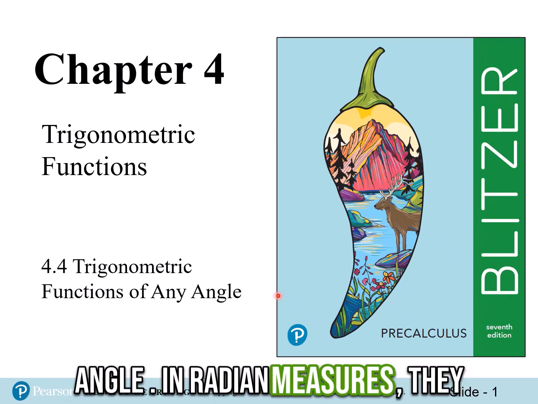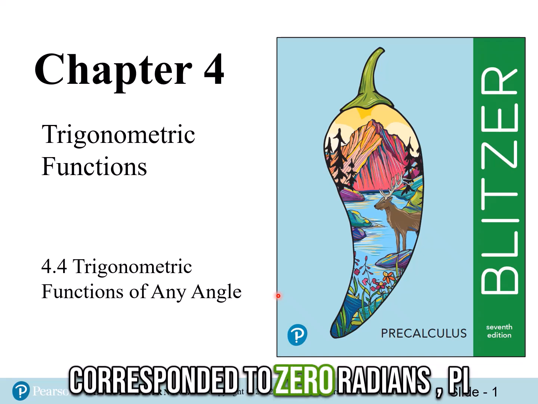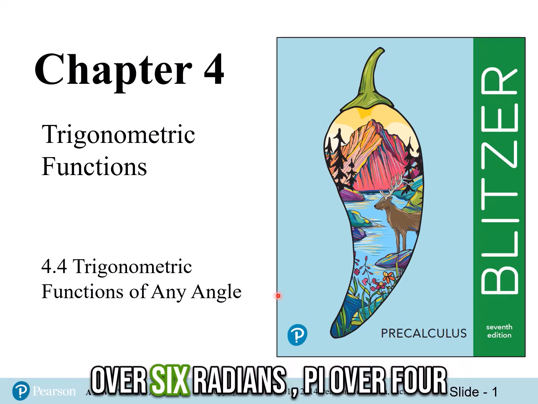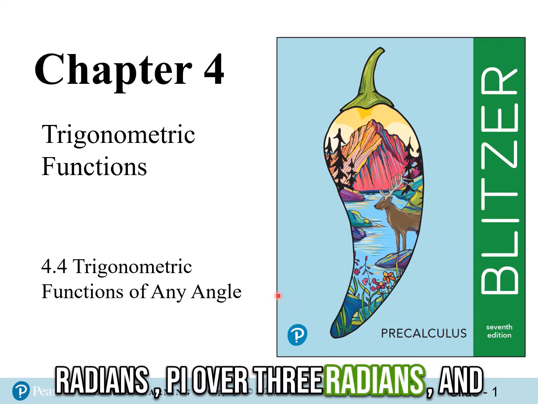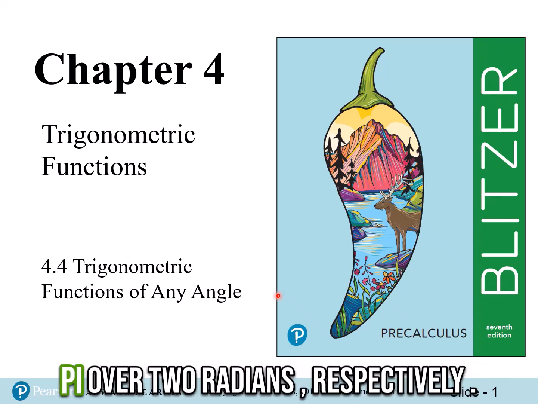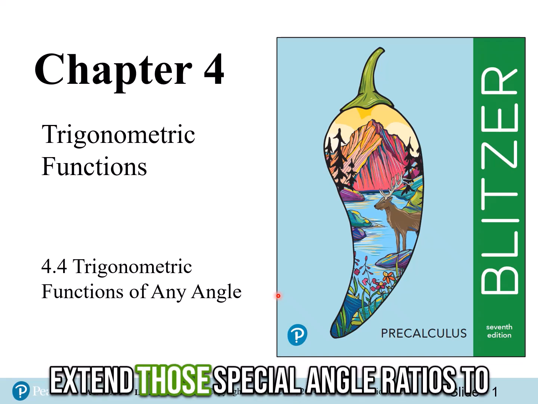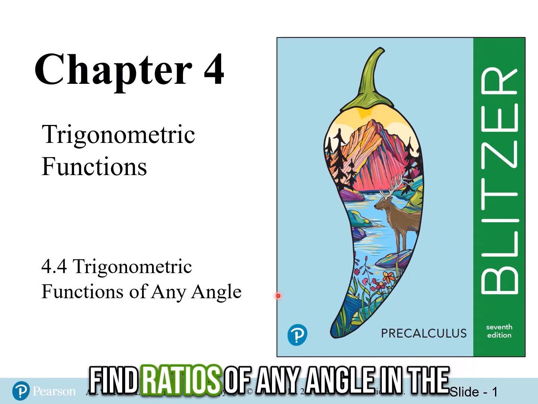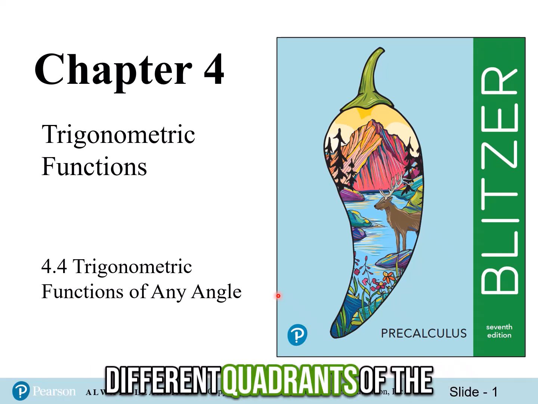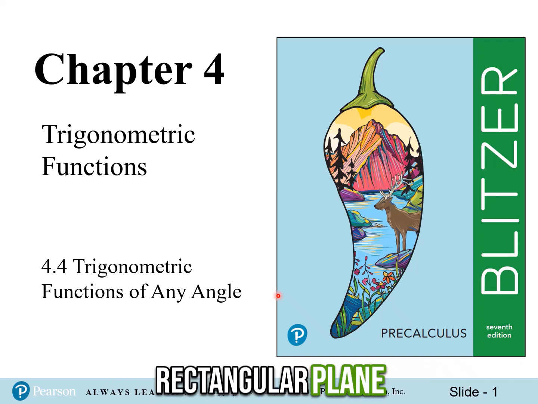In radian measures, they corresponded to 0 radians, pi over 6 radians, pi over 4 radians, pi over 3 radians, and pi over 2 radians respectively. In this lecture, we are going to extend those special angle ratios to find ratios of any angle in the different quadrants of the rectangular plane.